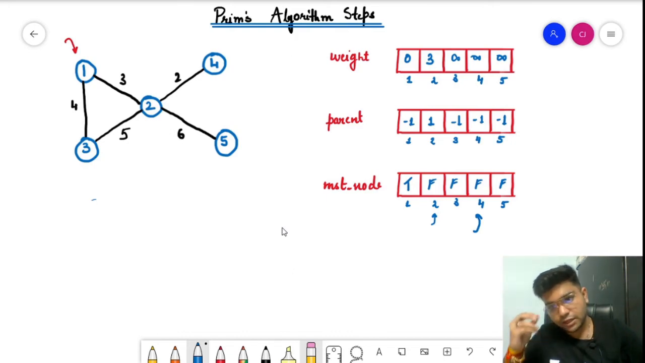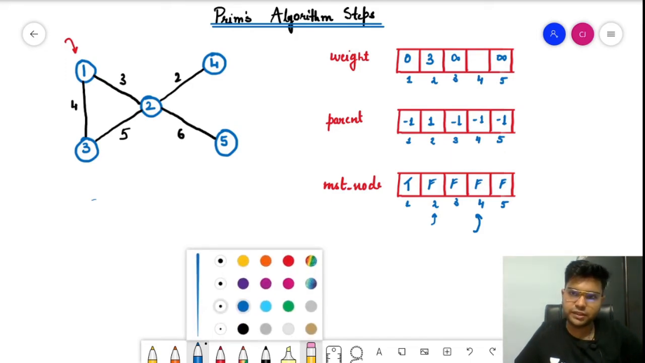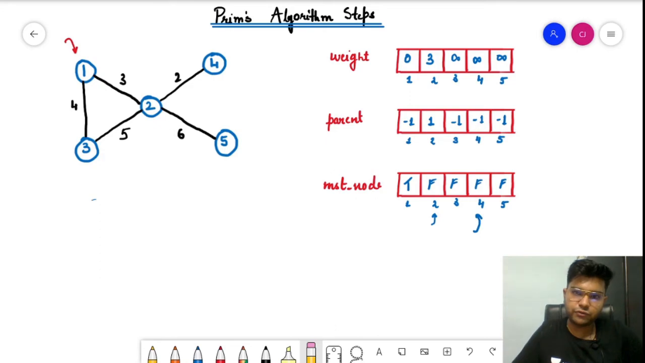So we'll look at whether node 3 is a part of the MST or not. No, it is not a part of MST. So we'll see the weight. The weight is infinite as of now, and the weight we are seeing is 4. So 4 is way better than infinite, so we'll update the weight. It was infinite, and the weight of 3 is now 4. Also we'll update the parent. What will be the parent for this as of now? That is 1. Cool. We are done with vertex 1.